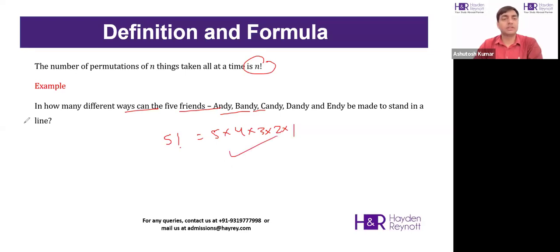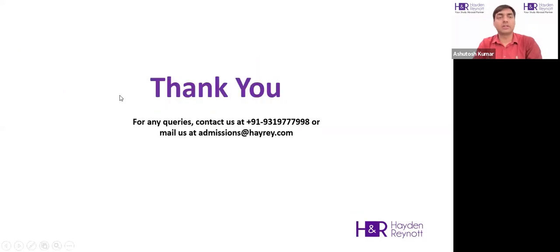So this is the way in which we solve questions based on factorials, based on permutation and combination. This was about linear permutation. In the next video, we will talk about linear permutation with some restrictions.